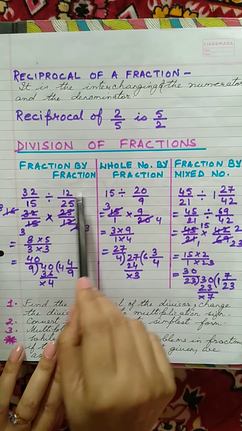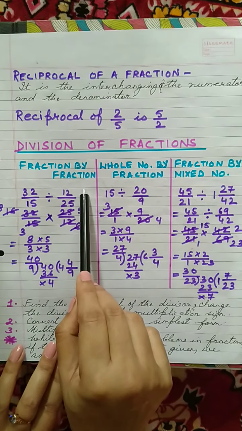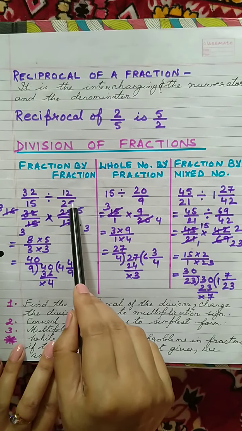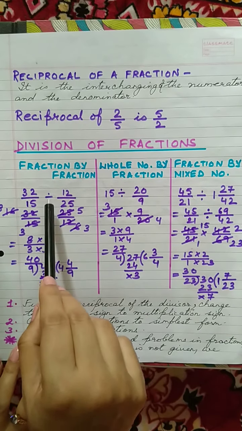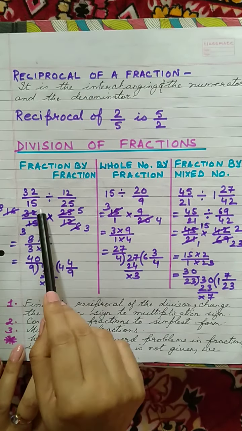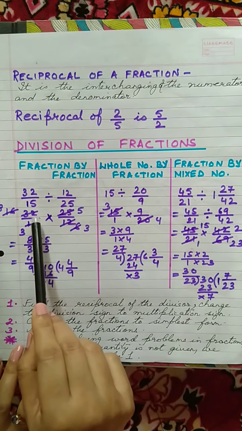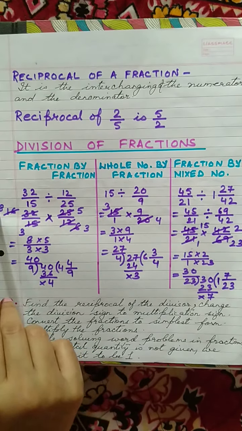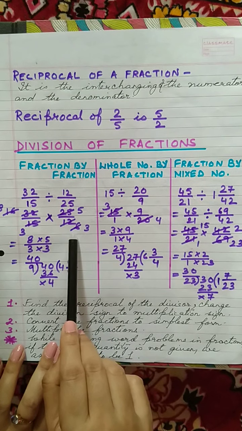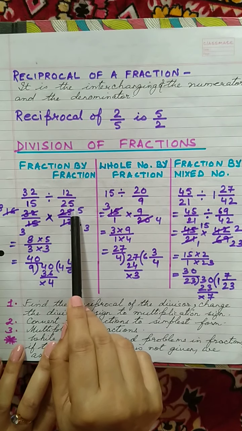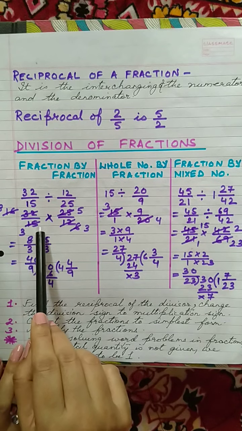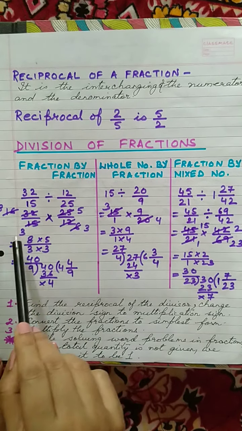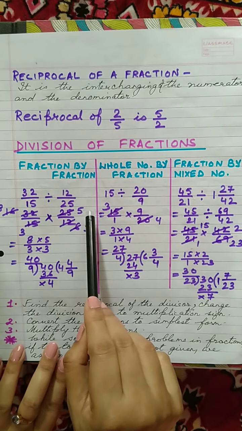Fraction by fraction. So 32 by 15 divided by 12 by 25. We first change it to the reciprocal, that is 25 by 12, and change the sign from division to multiplication. We cross cancel 32 and 12 by 2. 2 16s are 32, 2 6s are 12, 2 8s are 16, 2 3s are 6. We do these two now with 5. 15 divided by 5 is 3. 25 divided by 5 is 5.